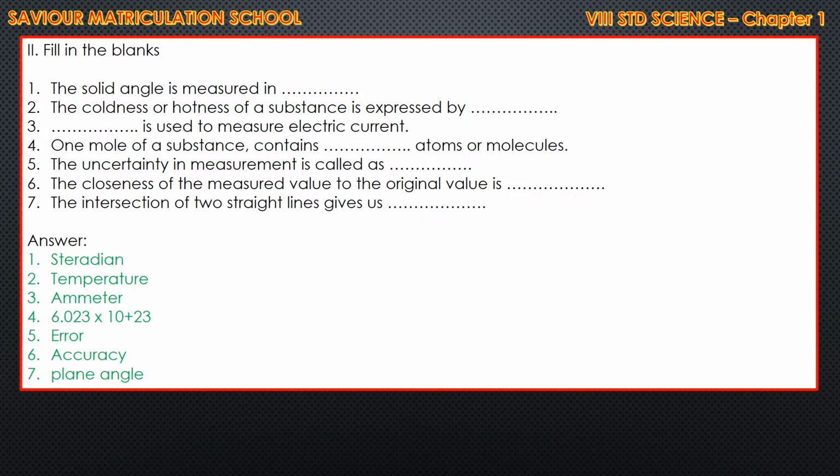And fifth one, the uncertainty in a measurement is called as error. Error spelling E-R-R-O-R. Sixth one, the closeness of a measured value to the original value is accuracy. A-C-C-U-R-A-C-Y. The intersection of two straight lines gives us plane angles. P-L-A-N-E A-N-G-L-E.